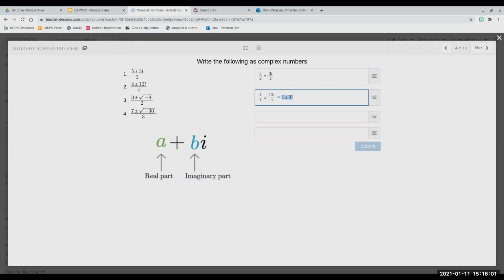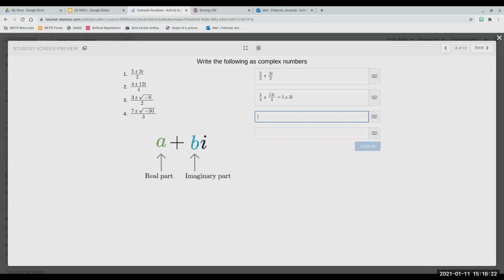We can only simplify like this when they come out to be whole numbers, like 1 and 3. In the first problem, 5 over 2 would be 2.5. That's not a whole number. 3 over 2 would be 1.5. That's not a whole number. So we're just going to leave them in fractions for number 1. But anytime you can get it down into whole numbers, like in number 2, we want to make that happen.